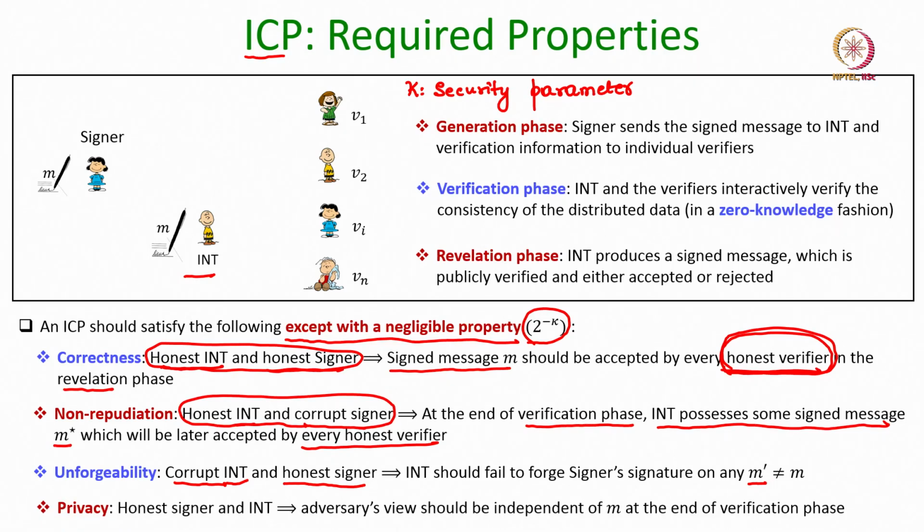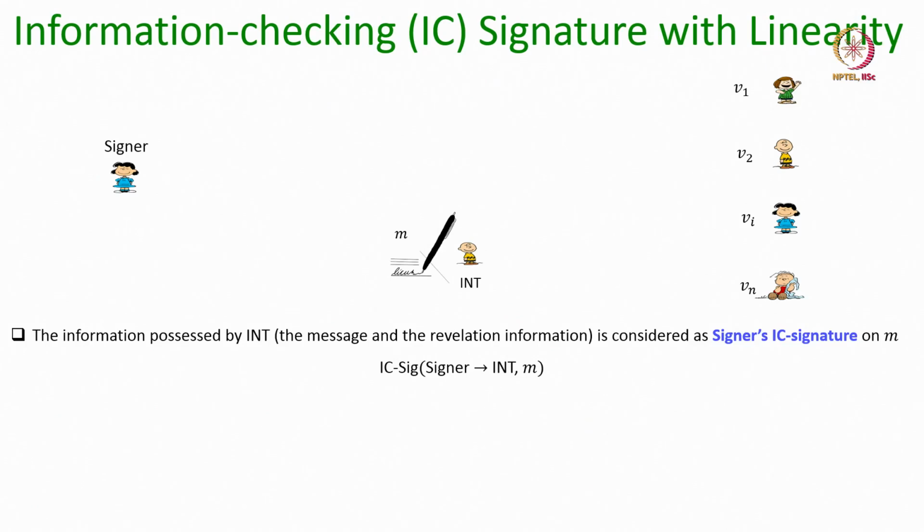And the fourth property is the privacy property, which demands that if the signer is honest and int is also honest, then throughout the ICP protocol, that means till the end of the verification phase, whatever information the adversary has learnt from T corrupt parties should not help the adversary to learn anything about M. That means, the view of the adversary should be independent of M, and this should hold even if the adversary is computationally unbounded. In fact, all the properties hold against computationally unbounded adversaries. So, these are the 4 requirements from an ICP protocol.